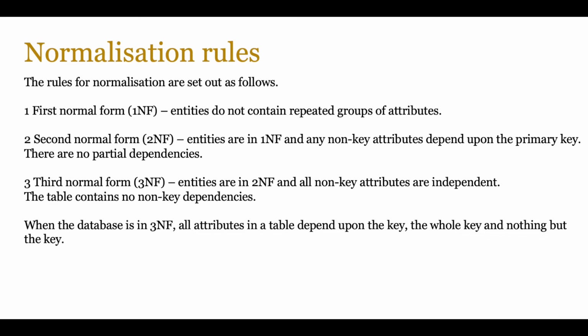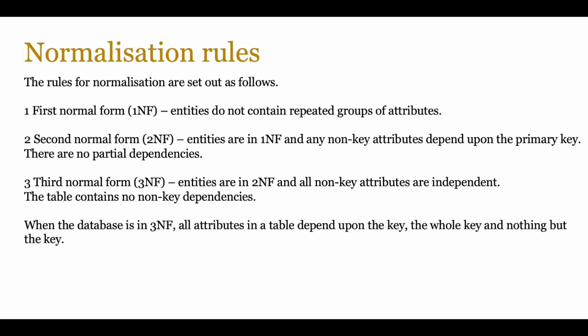The third normal form: entities need to be in the second normal form, and all non-key attributes are independent. The table contains no non-key dependencies. So that means that every field in that particular table depends upon the primary key. It's related to that. You don't have any field in there which is not related to it. So, for example, the class details and teacher details in that table that we saw earlier will not be present in that table.